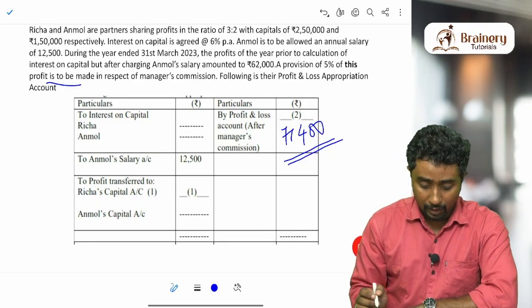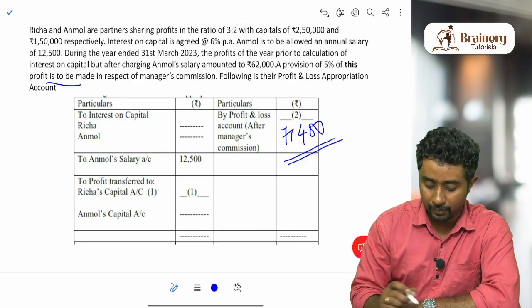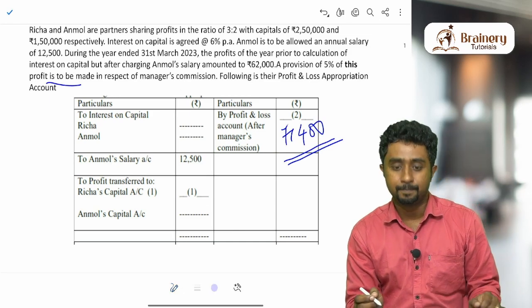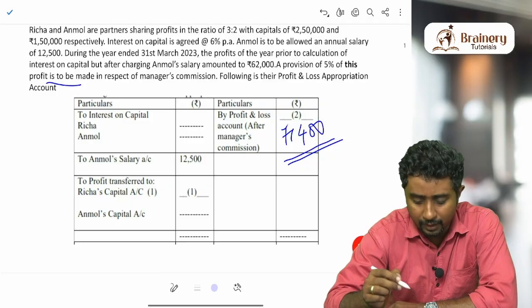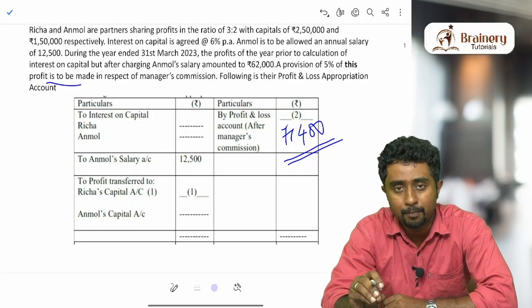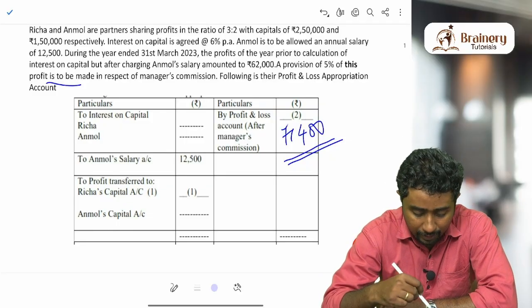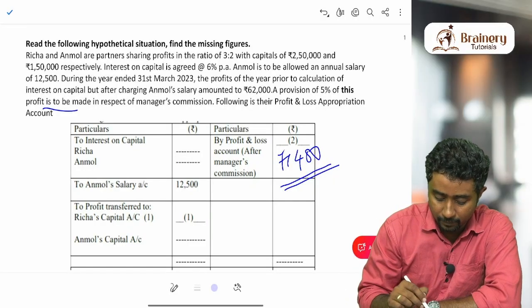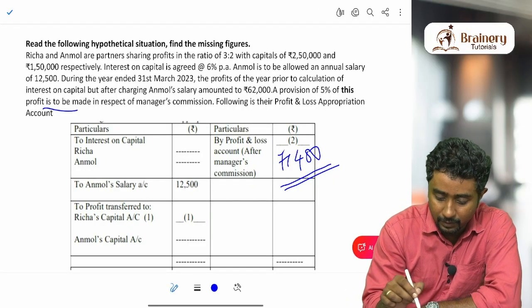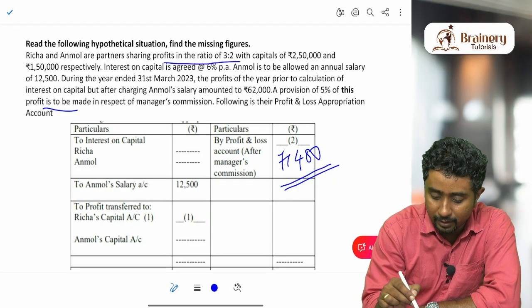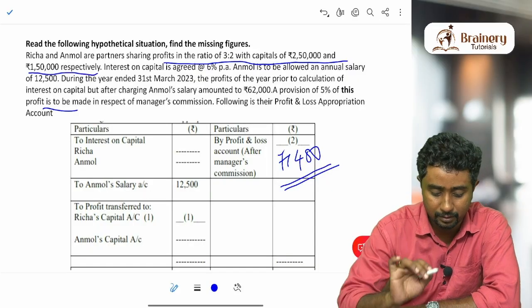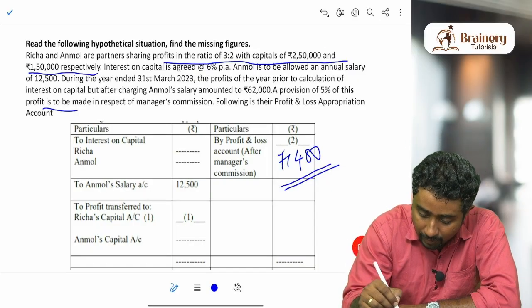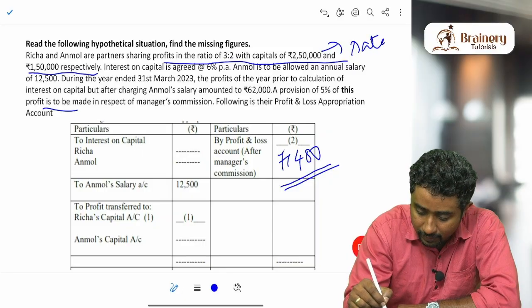Okay. Now coming to the next part, interest on capital. How to calculate interest on capital? Interest on capital is basically the opening capital multiplied by the rate of interest. Here again one more confusion is there. Which is the opening capital? Here they have only mentioned they are sharing profits in the ratio of 3:2 with capitals of this and this respectively. They didn't mention the date of these capitals.